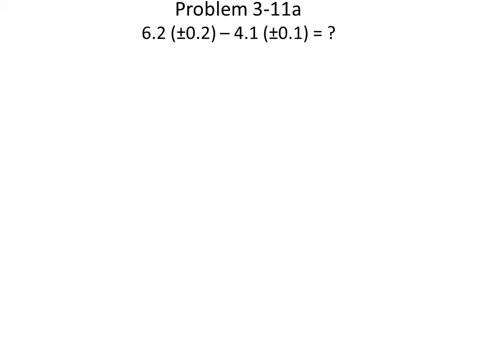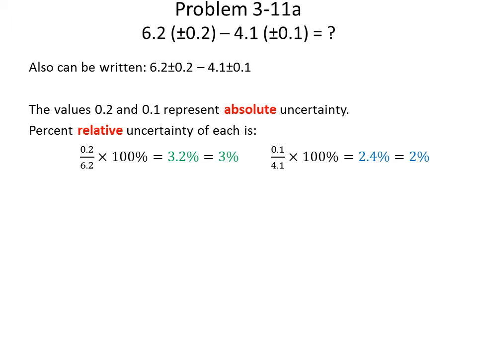Part A of the problem is 6.2 plus or minus 0.2 minus 4.1 plus or minus 0.1. The answer will be the difference between 6.2 and 4.1 and a propagation of the uncertainty in each of those values. The problem can also be written without the parentheses. The values 0.2 and 0.1 represent absolute uncertainty.